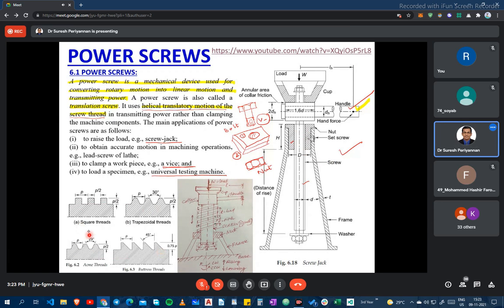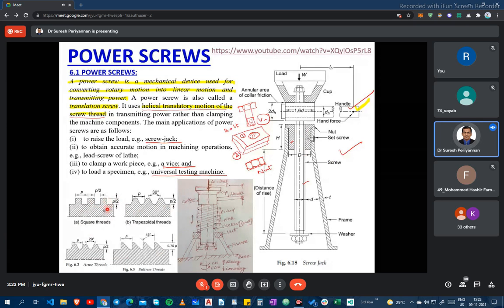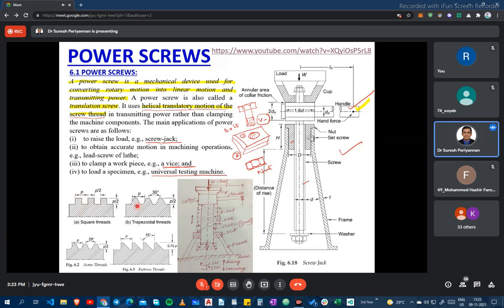Now see here, this is the square thread and the trapezoidal thread, and every dimension is also given. P is the pitch, and P by 2 is the height of the thread. This is the width of the thread, this is the pitch of the thread. Here the angle is 30 degrees. The ACME thread and trapezoidal thread are almost the same, only the angle is a little different, 29 degrees. Here the angle is 13 degrees. Anyway, we will see one by one.